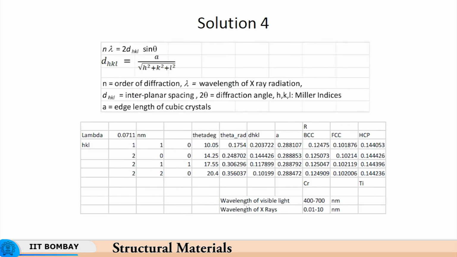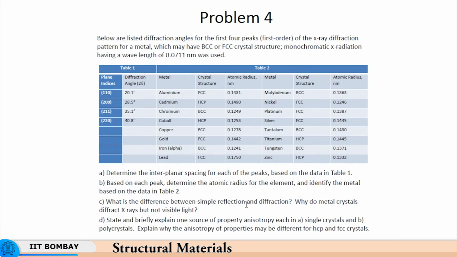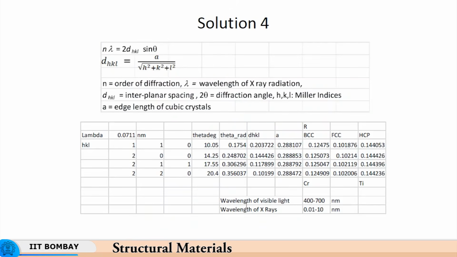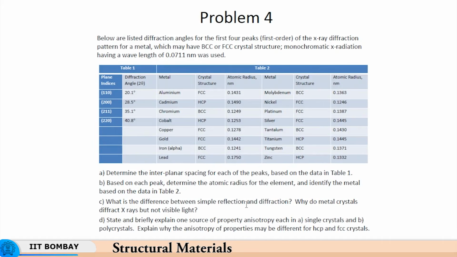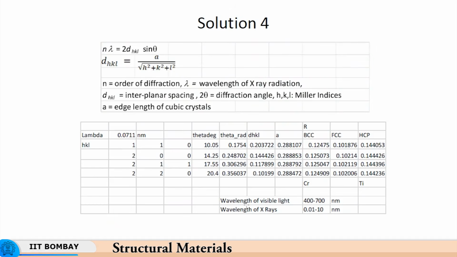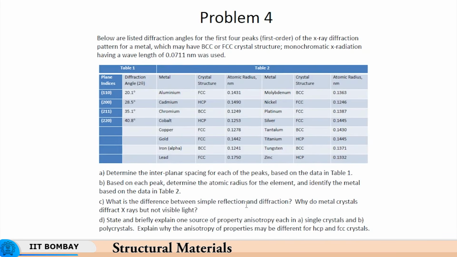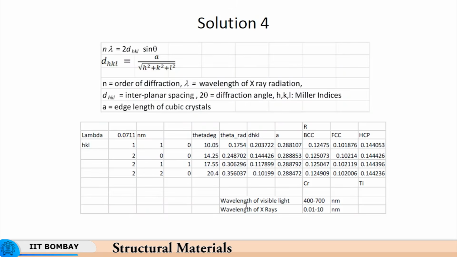So the equation is n lambda equals 2d sin theta. The HKL of these planes is given here: 110, 200, 211 and 220. With n equal to 1, lambda equals 2 d HKL sin theta. Now we have been given the value of lambda, 0.0711 nanometers, and the angle of diffraction. Because 2 theta is given, one has to convert this into theta and use it. Many times people make the mistake of using it as it is. No, it has to be divided by 2 and only then used in this equation. So you have to get the value of d HKL.